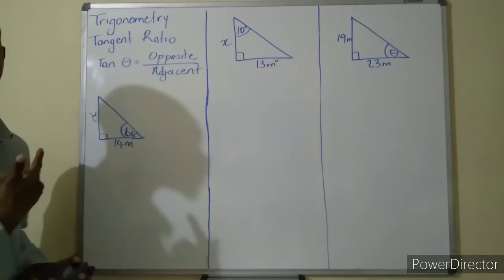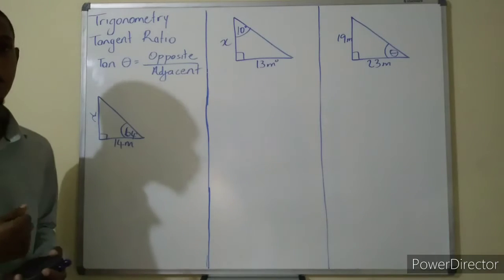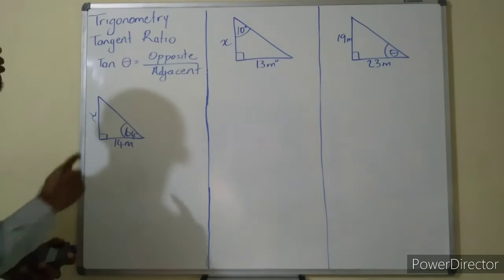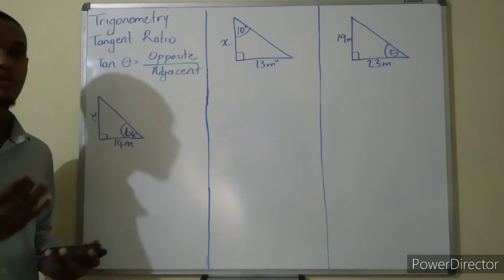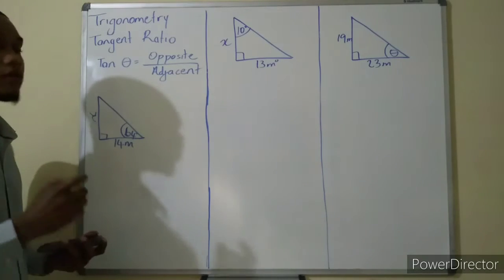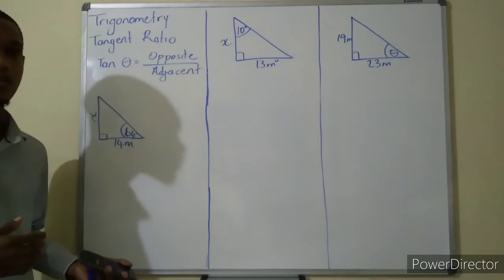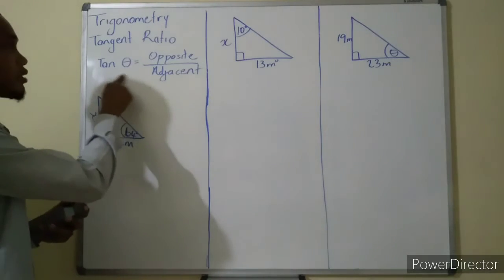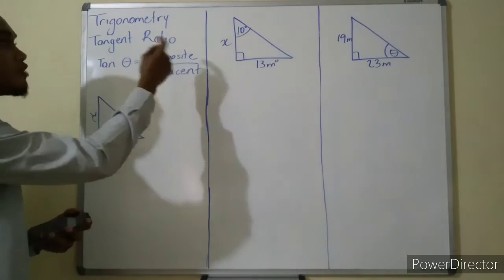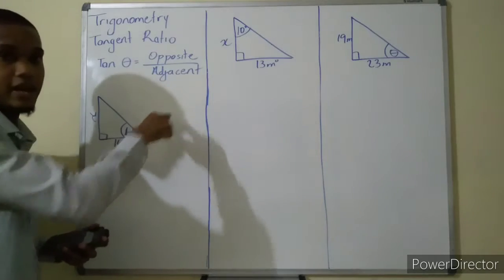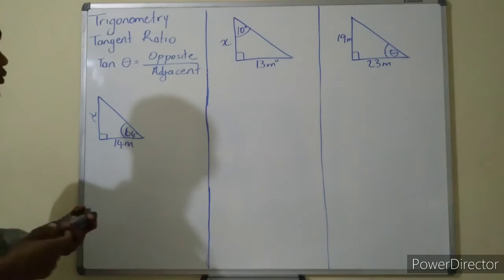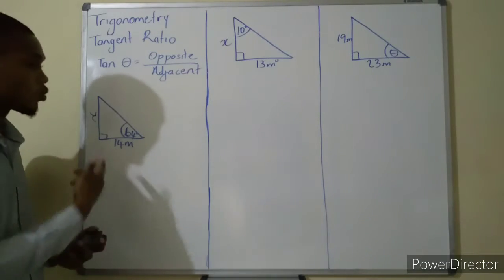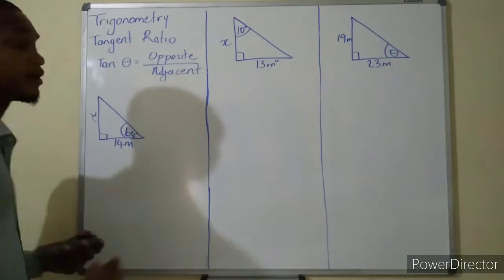Sequence of trig ratios. So we are looking at the tangent ratio. So tan theta is equal to the opposite side divided by the adjacent. Just like with sine and cosine, it means that if you put tan theta and then you divide your opposite side by your adjacent side, they will be equal to the exact same values.